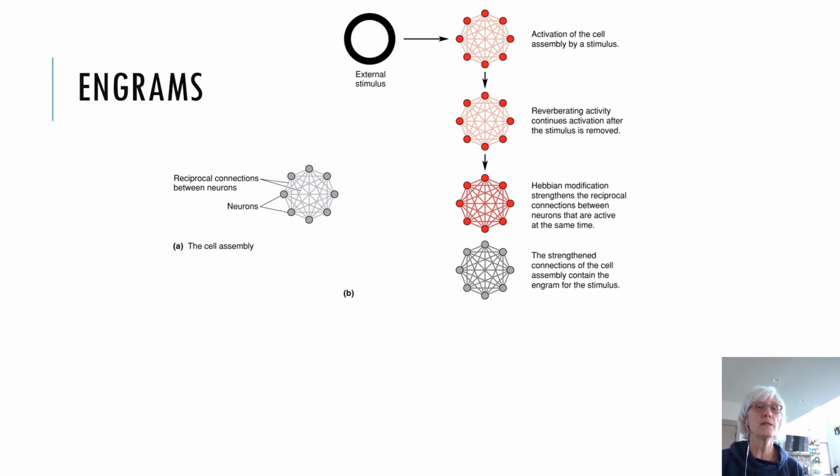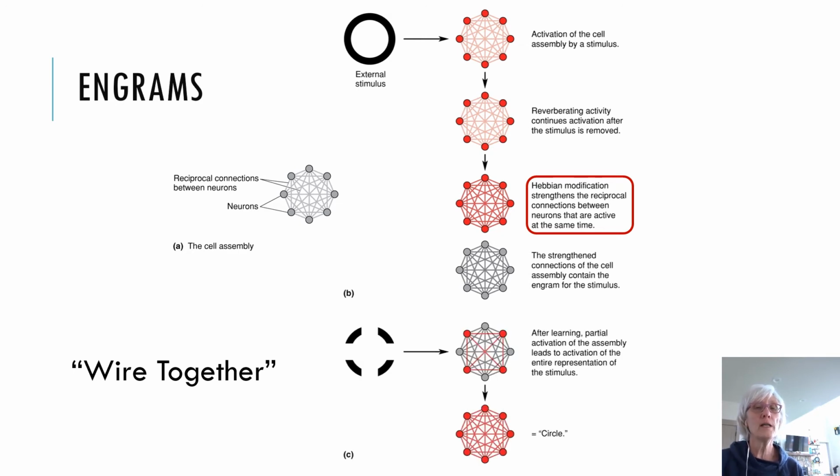When an individual is exposed to some sort of stimulus, in this case shown a circle, there are a series of neurons that are stimulated, and those neurons are all interconnected to one another, and they, as it says here, reverberate or continue to talk to one another even after the stimulus is removed. So Hebbian modification strengthens the connections, and Hebbian modification would be, for example, being shown the circle over and over and over again. So the connections are strengthened over the course of time.